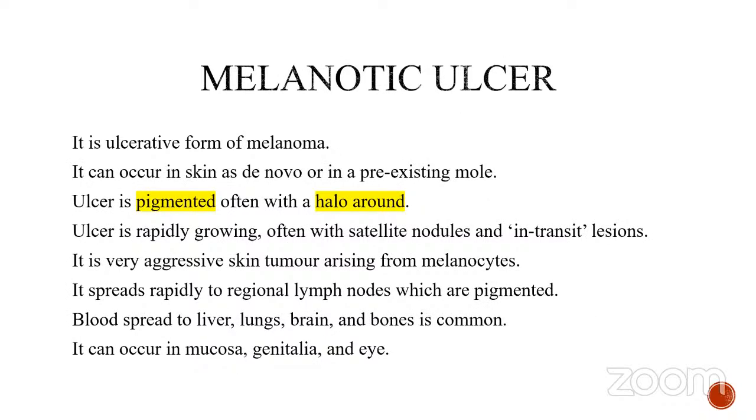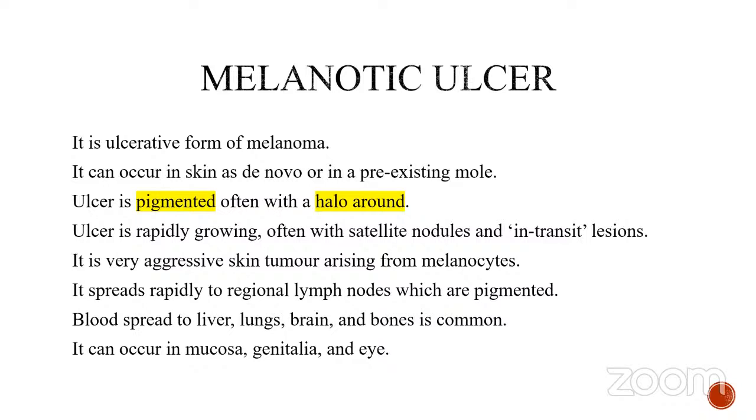Next is melanotic ulcer. We know there are melanocytes in the skin, and melanocytes give rise to melanoma, right? Skin cancer or melanoma usually does not ulcerate, but when it ulcerates, it's called a melanotic ulcer. So it's an ulcerative form of melanoma. Melanoma need not be ulcerative, but if it's ulcerative, it's called a melanotic ulcer.